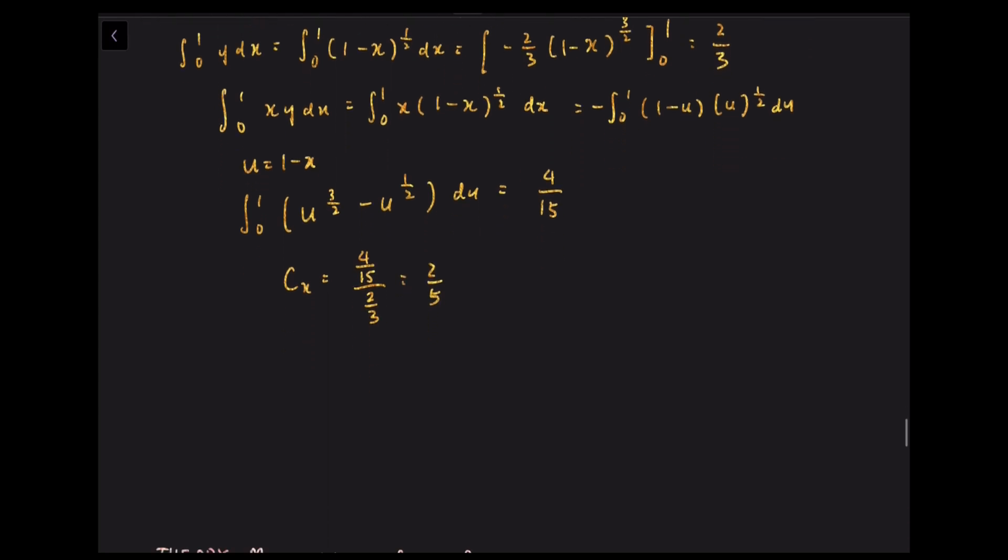Now we also want to compute cy, but before that we need to know the integral of y squared, which equals 1 over 2. So cy equals 1 over 2 times 1 over 2 over 2 over 3, which equals 3 over 8.